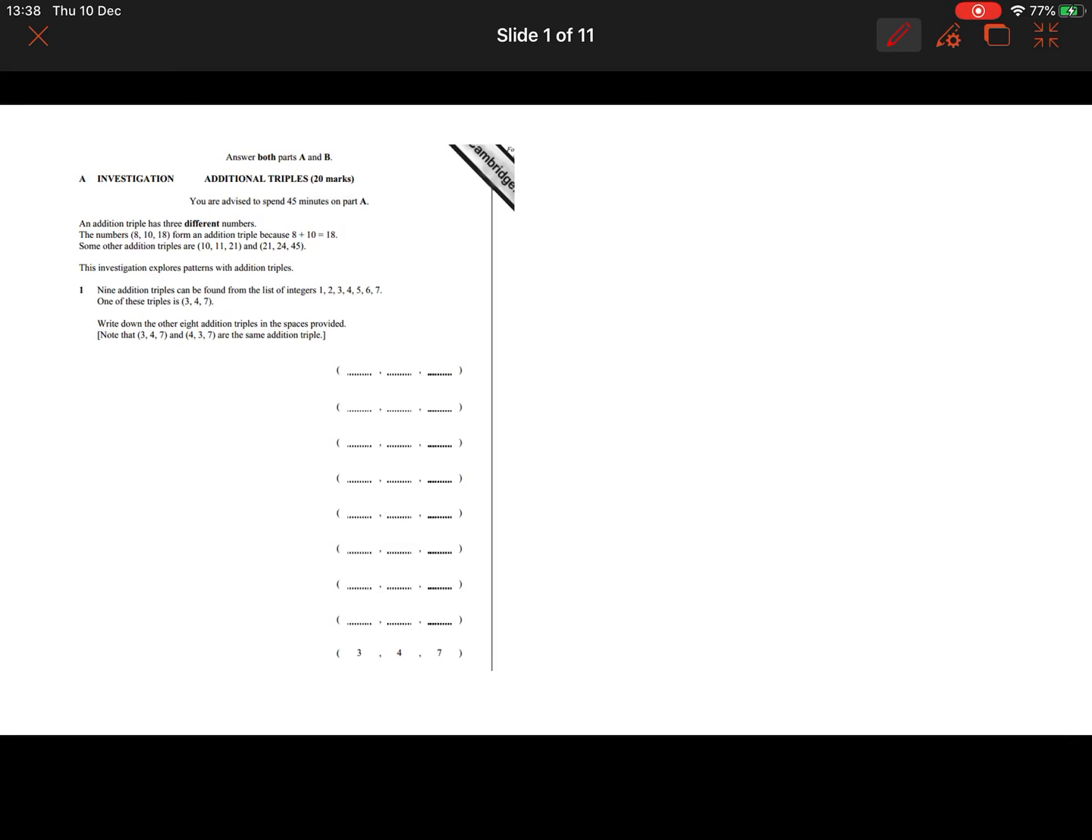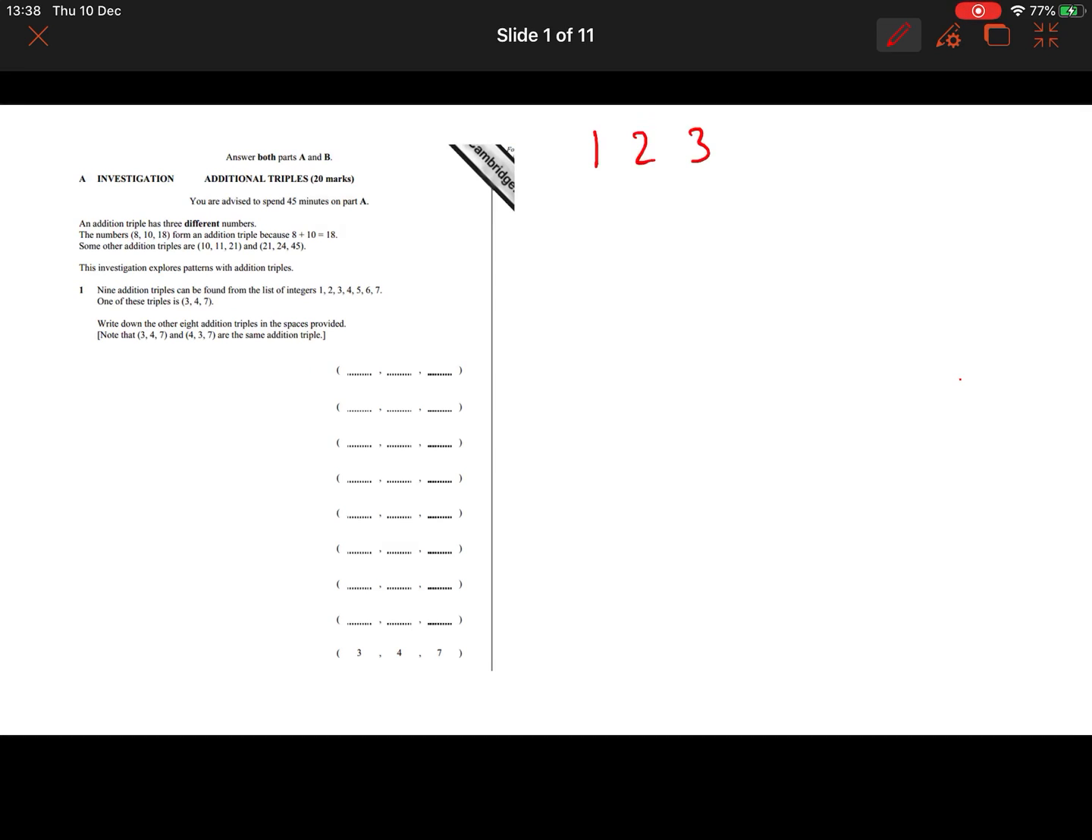The numbers 8, 10, 18 form an addition triple because 8 plus 10 equals 18. Some other addition triples are 10, 11, 21. We notice that 10 plus 11 is 21. And 21, 24, 45, because 21 plus 24 is 45. So you're told what an addition triple is. There's no point saying I don't know what an addition triple is. You're told. So you need to read it and understand. It says 9 addition triples can be found from the list of integers 1 through 7. One of these is 3, 4, and 7. Write down the other 8.